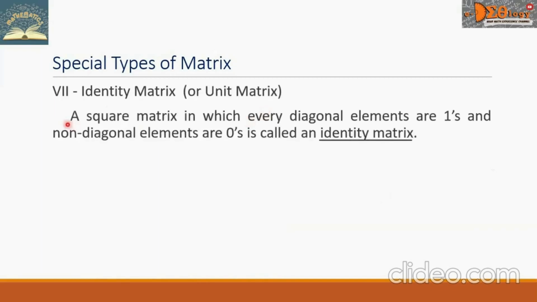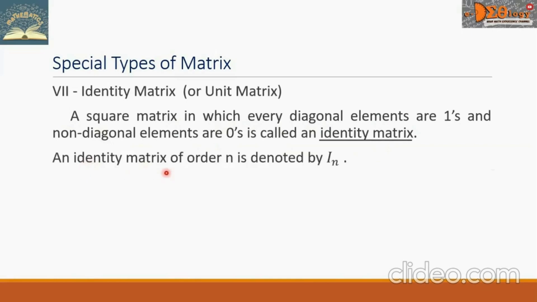Seventh type is the identity matrix or unit matrix. A square matrix in which every diagonal element is 1 and non-diagonal elements are zeros is called an identity matrix. An identity matrix of order n is denoted by capital I sub n.